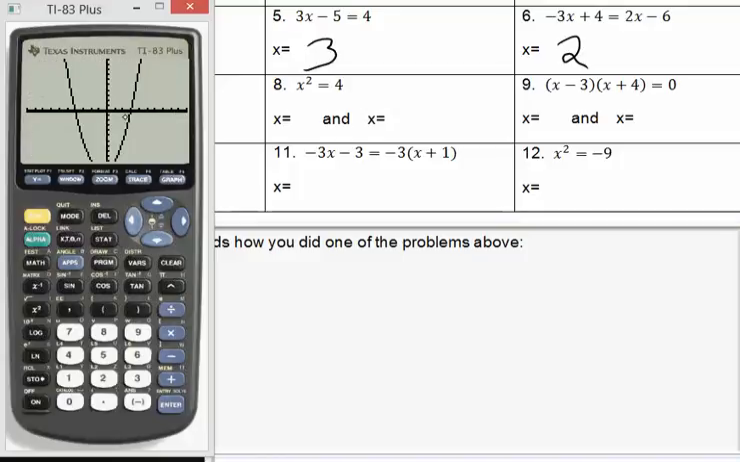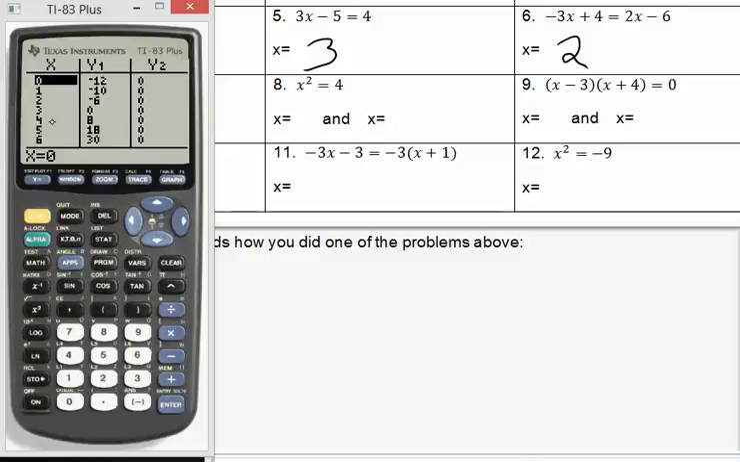Y equals 0 is right here. So it'd be there and there. So there's going to be 2 solutions. One of them's here, where it's 3. And there's going to be another one there at negative 4. Now this one down here, 12, is a little bit different. Let me show you what happens on 12. 11 and 12, actually. So let's look at 11 first.